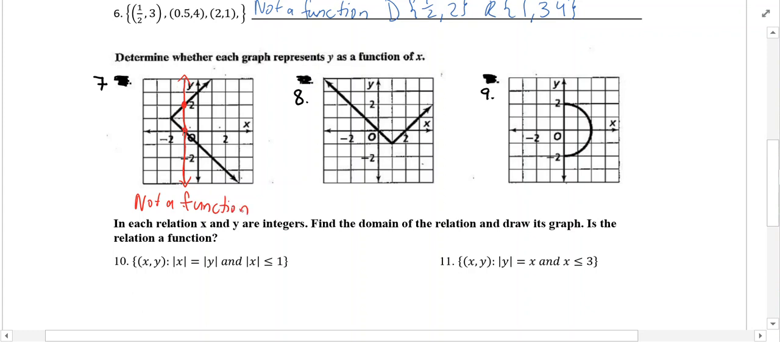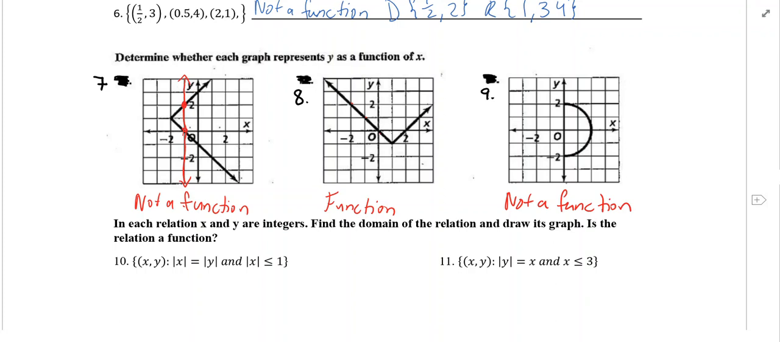Again, you want to draw your vertical lines and see if 8 and 9 would pass the vertical line test. So this one, if you were to draw a vertical line, your line would only hit one coordinate each time. So it is a function. And the last one, does it pass the vertical line test? No, it does not. So it'd be not a function.